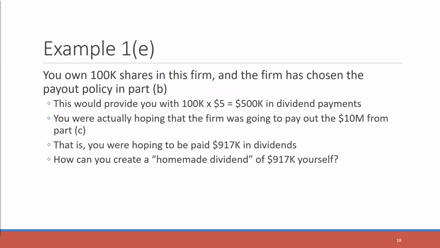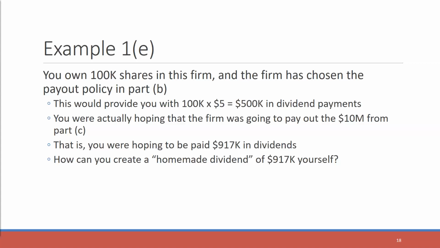That is, you were hoping that the firm was going to issue shares, raise 5 million, and then pay out a 10 million dividend. In which case, we said that the dividend per share would have been $9.17. You own 100,000 shares, so you were hoping to receive 917K in dividends. How can you create a homemade dividend of 917K for yourself?